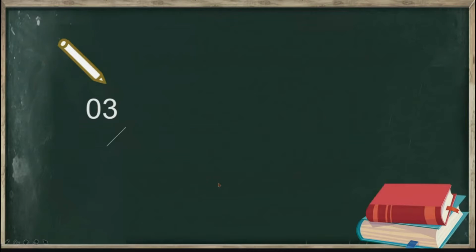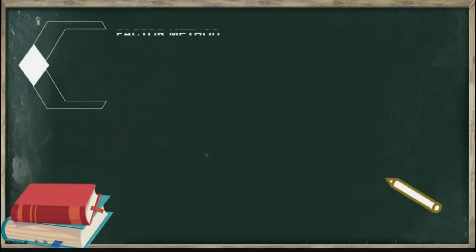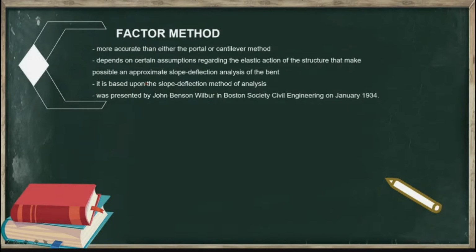Good day, everyone. So this is the continuation of module number 5, the factor method, the last method for this module. The factor method is more accurate than either the portal or the cantilever method. It depends on certain assumptions regarding the elastic action of the structure that make possible an approximate slope deflection analysis of the bent.